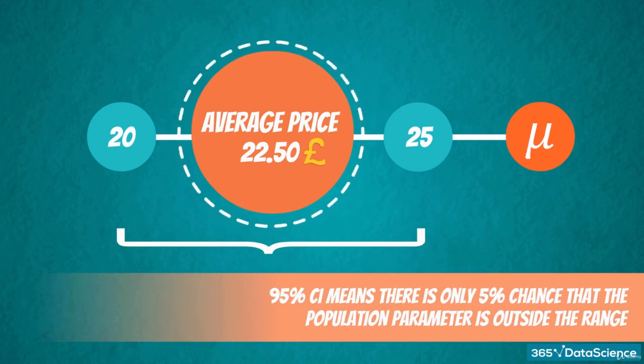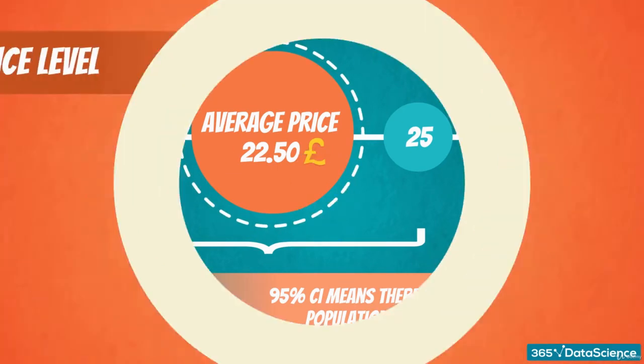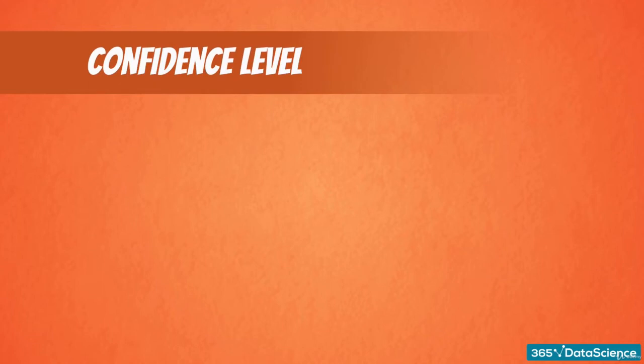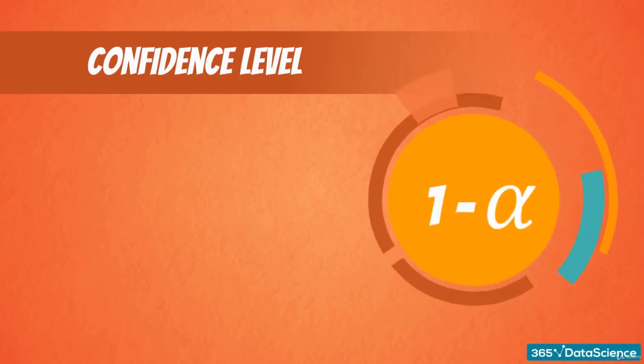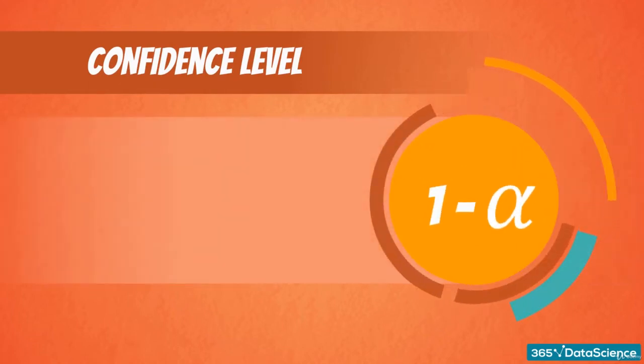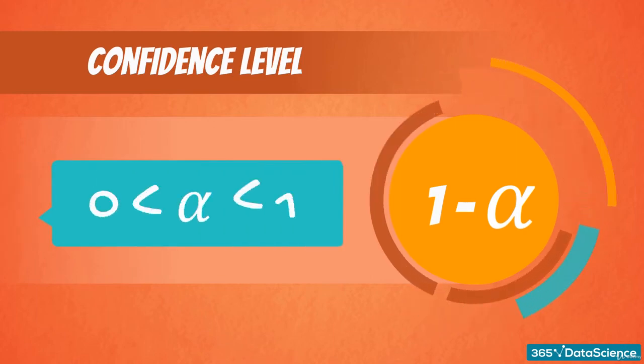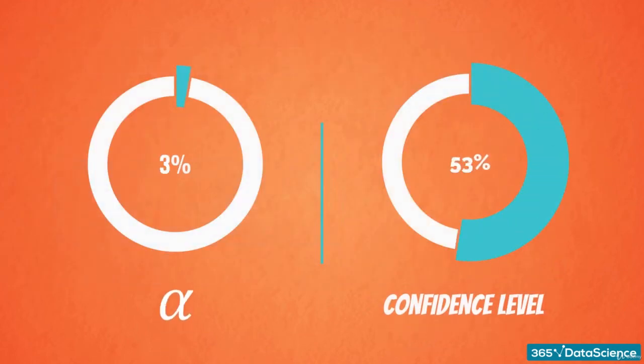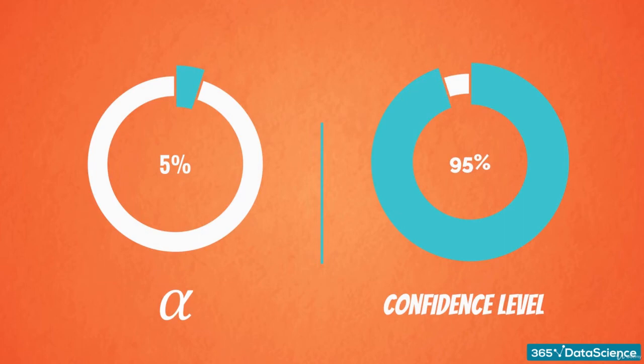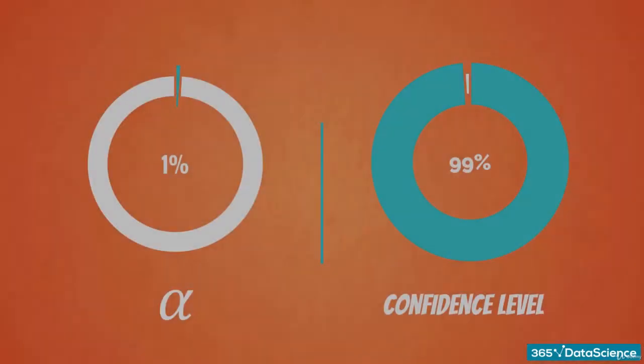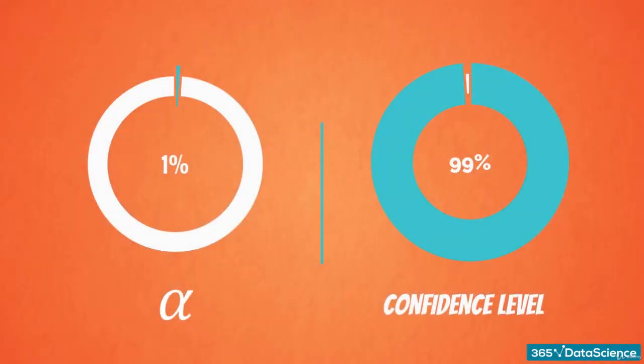All right, there is one more ingredient needed, the level of confidence. It is denoted by 1 minus alpha and is called the confidence level of the interval. Alpha is a value between 0 and 1. For example, if we want to be 95% confident that the parameter is inside the interval, alpha is 5%. If we want a higher confidence level of, say, 99%, alpha will be 1%. Don't worry, we will discuss this in more detail in our next video.